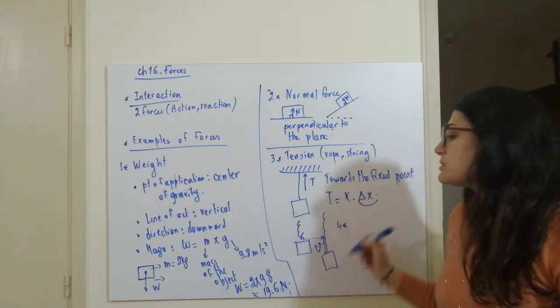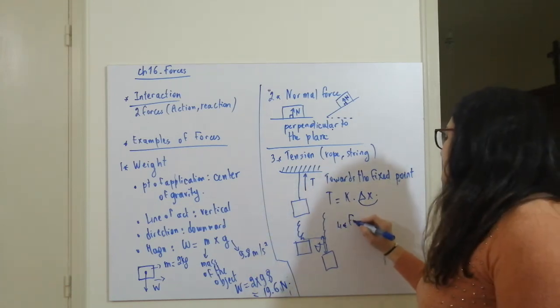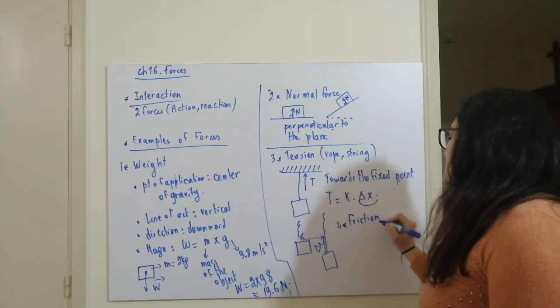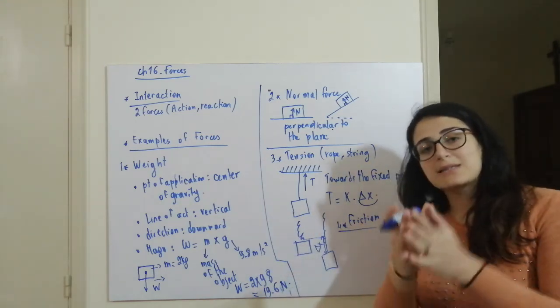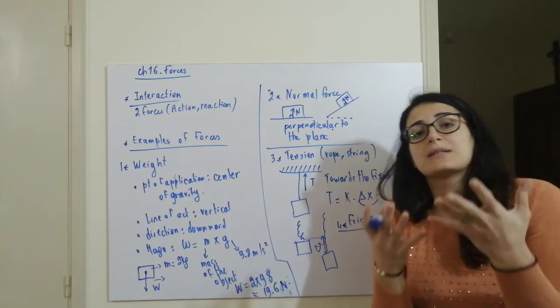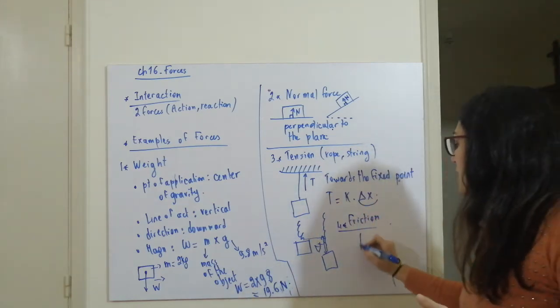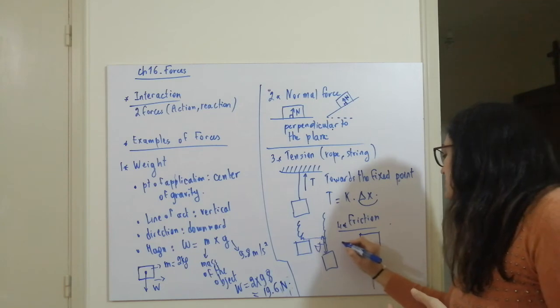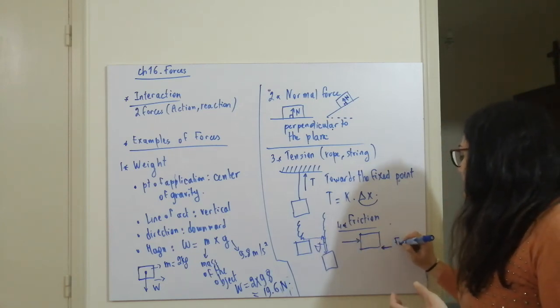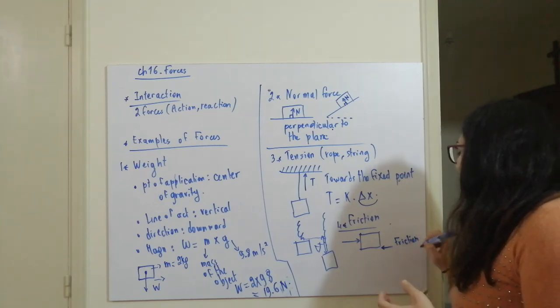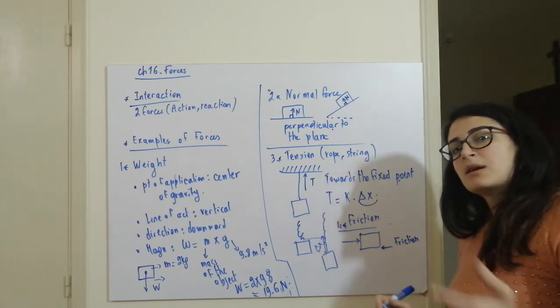And the last force you should know about is friction. I think most of you know what friction is. It's the force that tries to resist the motion. So if you are moving this book in this direction, I have a force of friction from here. So friction is the force that opposes the motion.